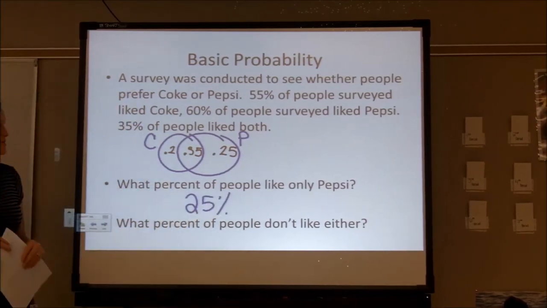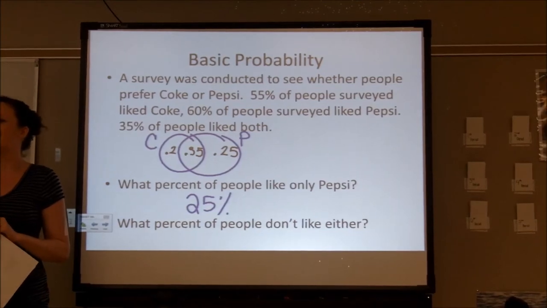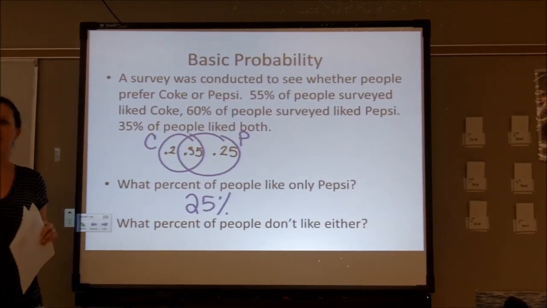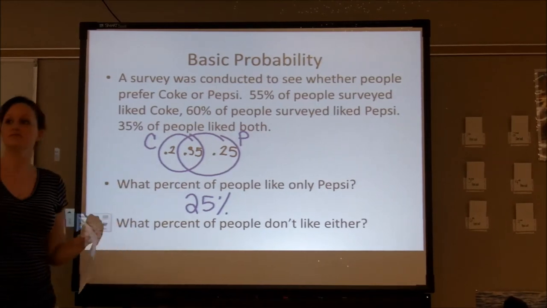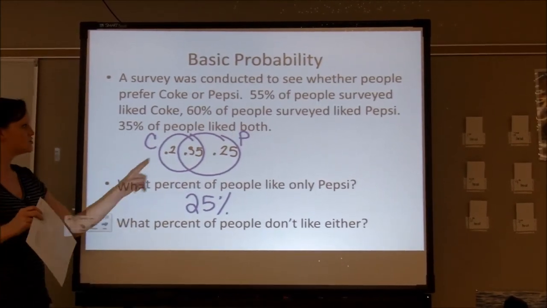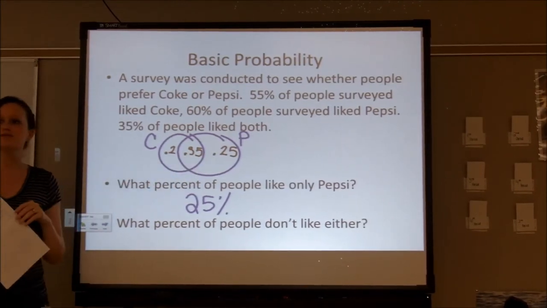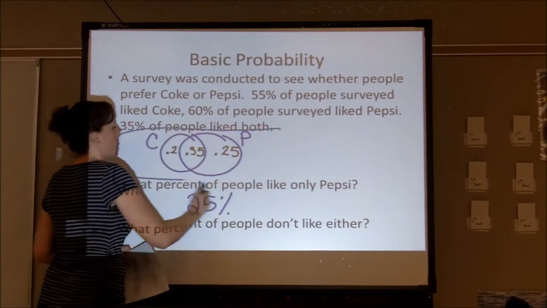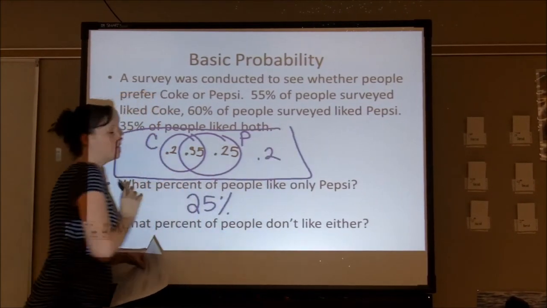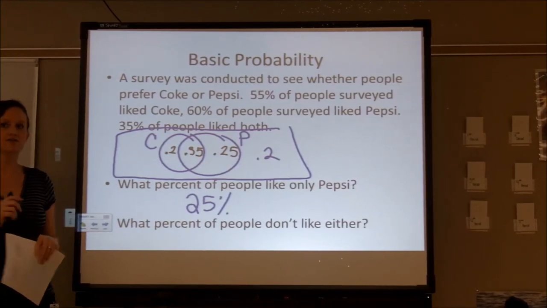What percent of people don't like either of these? Can someone raise their hand and tell me how we would find that? Michelle: You would add all of the decimals together. Okay. So let's see. We've got 60%, 70%, 80% accounted for. So I like to draw a box around this, and we'll put those people outside of the circles. So 20%.